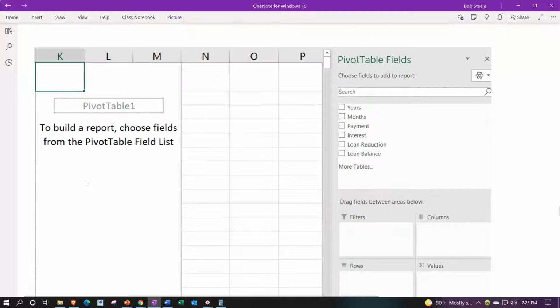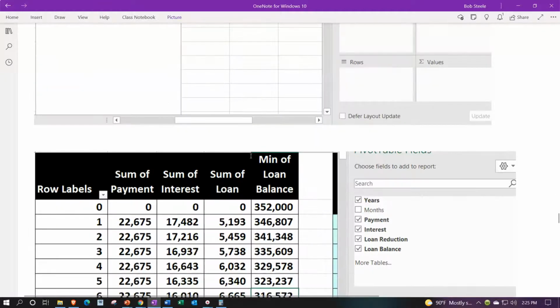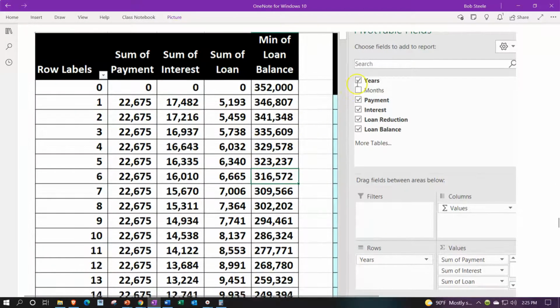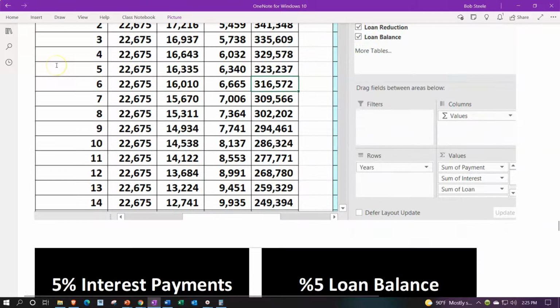The next step would be to add the pivot table again. We won't go through the process in too much detail on how to do that. We looked at that in prior presentations, but just remember the pivot table can give us that year-by-year breakout much more easily and help us to sort the data a little bit more easily. This is what the pivot table would look like. And to populate it, we're going to add the years, the payment, the interest, the loan reduction and the loan balance, giving us this information on a year-by-year basis.